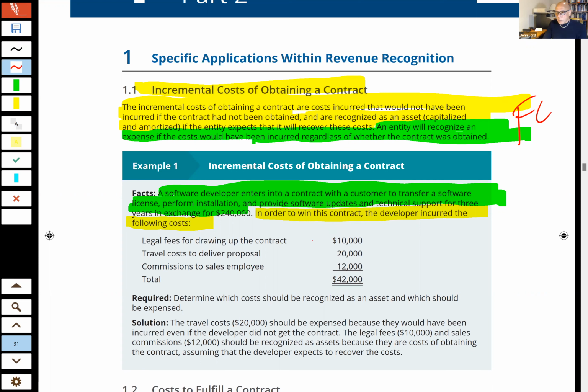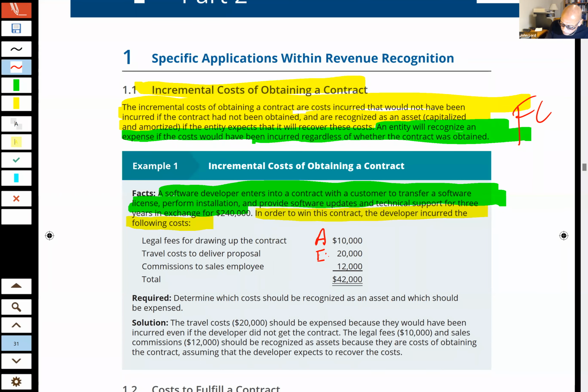Would you have to write the contract if the person didn't agree to write the contract? No. So that's an asset. How about travel cost to deliver the proposal? If you incur travel expense costs to deliver the proposal, does the person have to sign the contract? No, this is just a proposal, right? Yeah, the proposal, it's an expense.